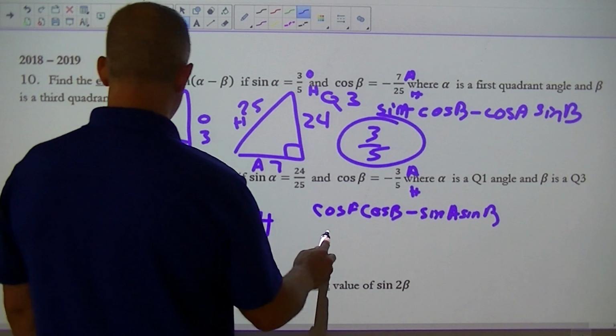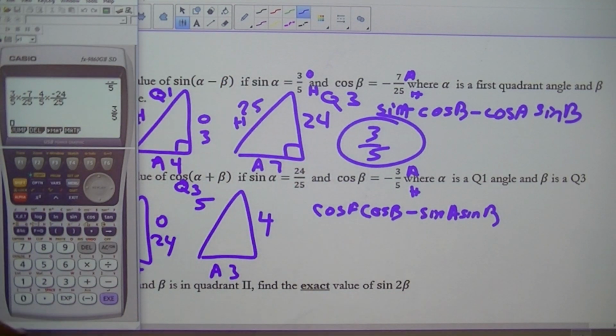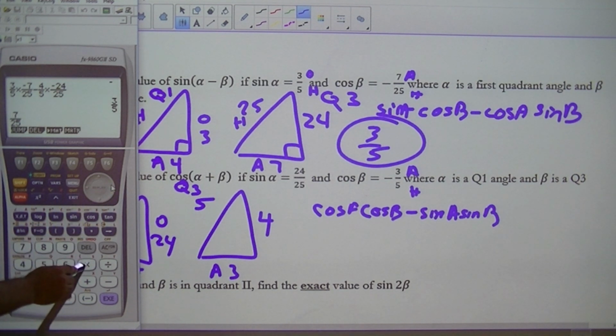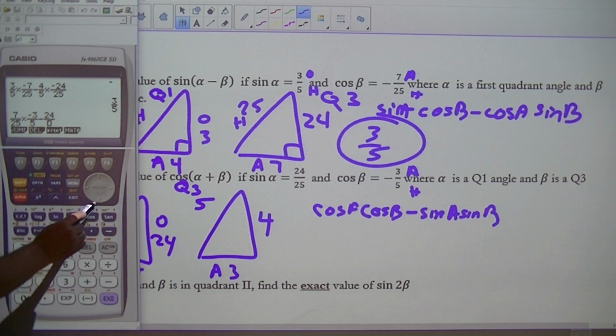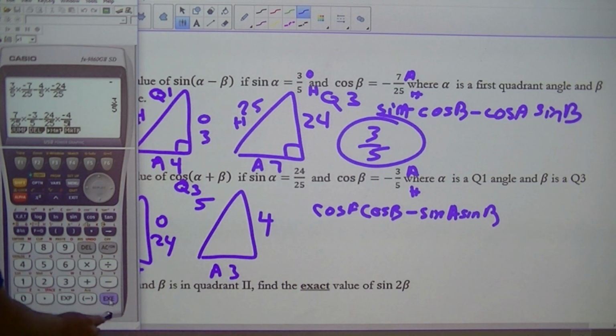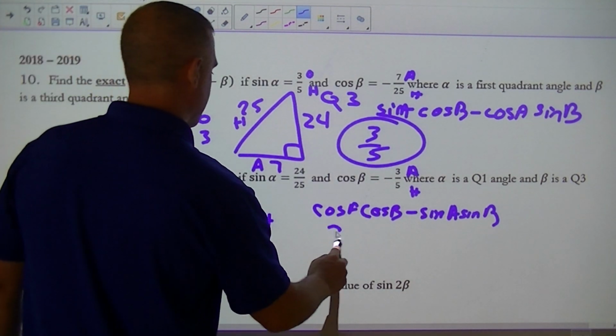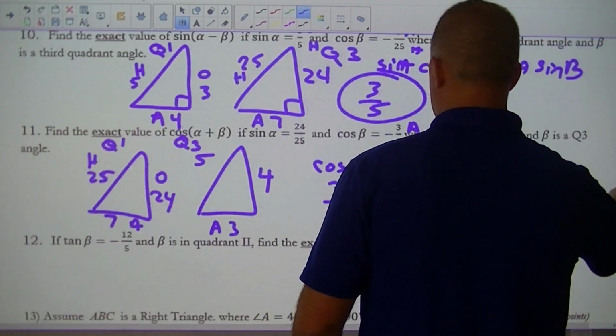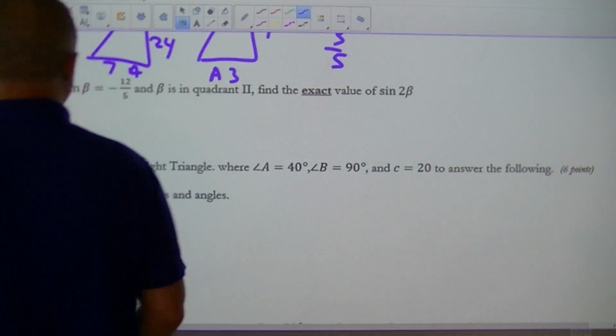So cosine of the A triangle would be 7 over 25, times cosine of the B triangle, which would be negative 3 over 5, minus sine of the A triangle, 24 over 25, which is positive there, times the sine, which is negative 4 over 5. Which, once again, is 3/5. It's not always going to perfectly work out like that. All right, let's move on to 12.